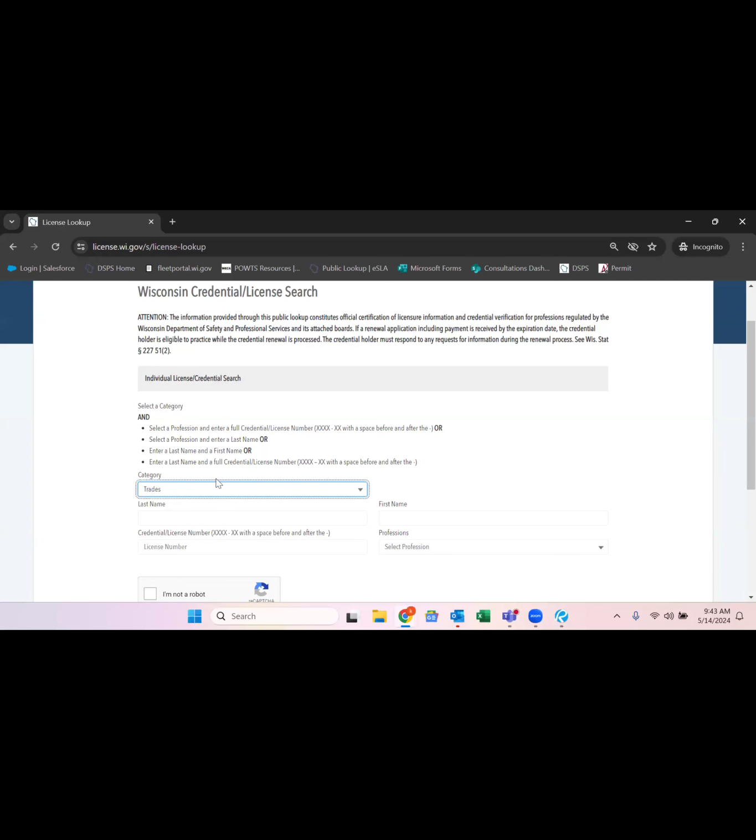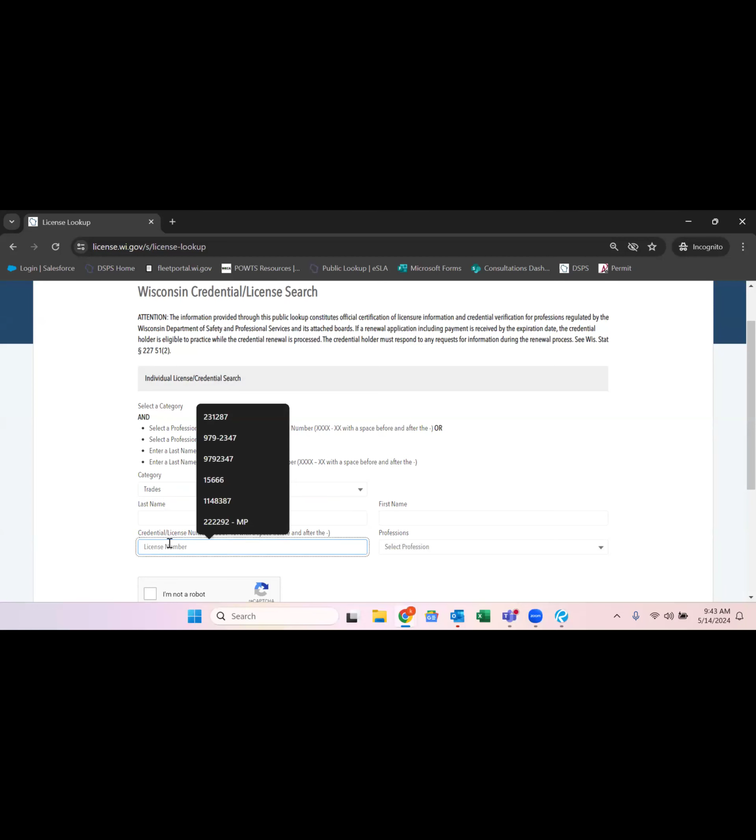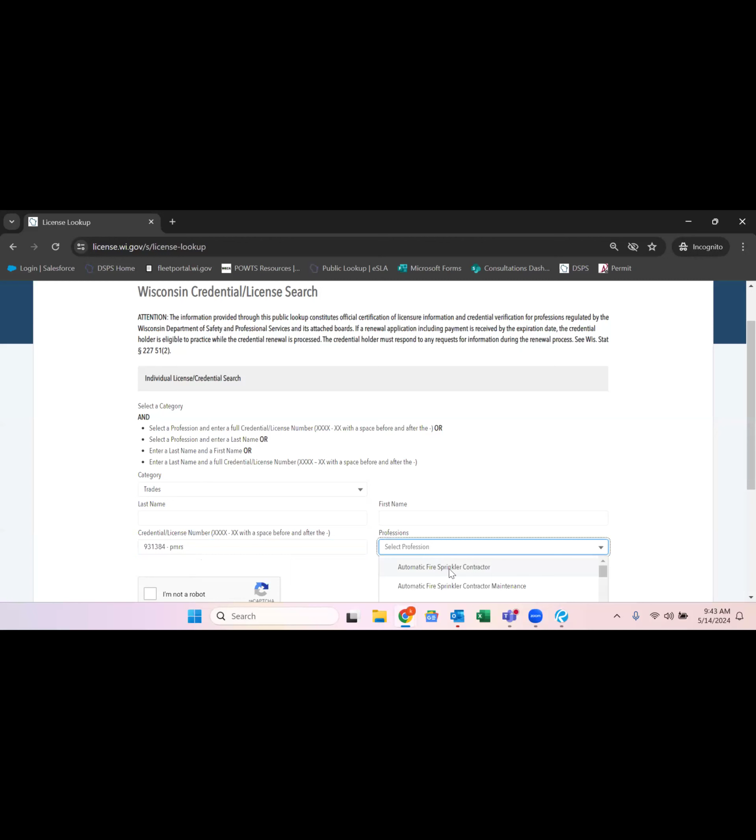To look up someone, I'm going to go category trades, very important. Then to look up someone by their credential number, you have to enter in their number. This specific number is 9313884. And then space, and then dash, and it's a small dash, and then PMRS. If you search by MPRS as you would before, nothing will come up. That's why these suffixes are so important.